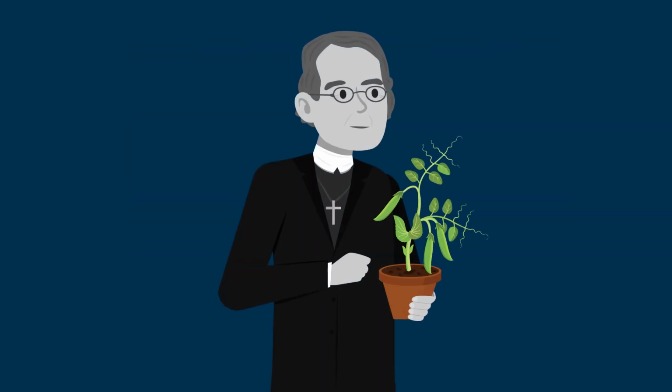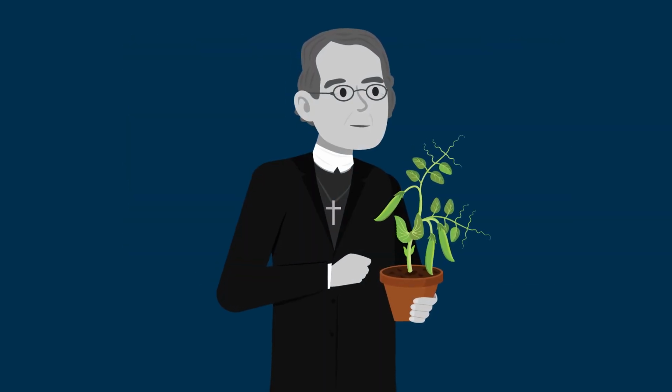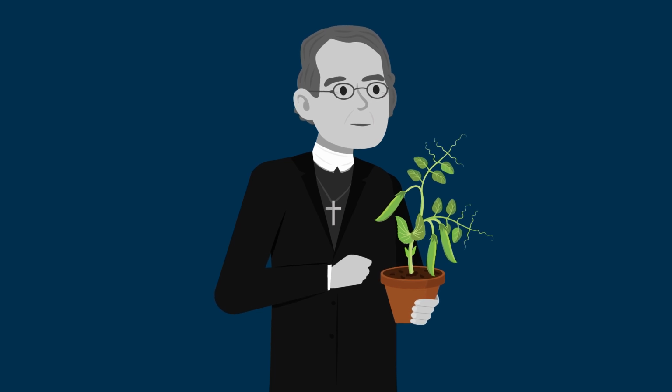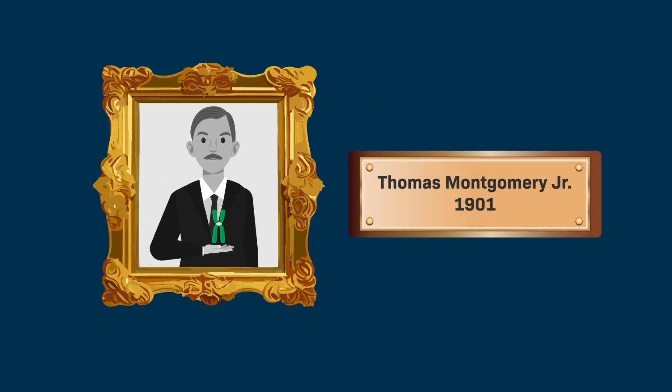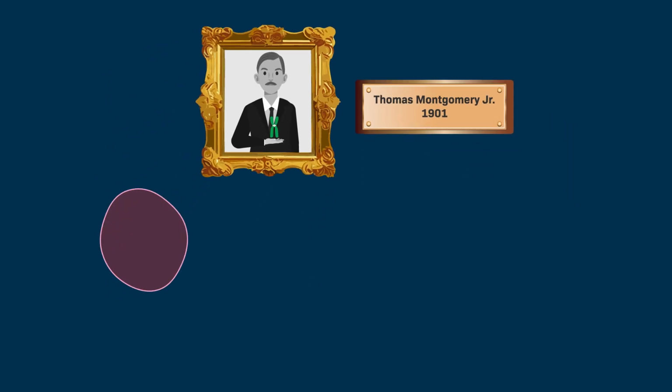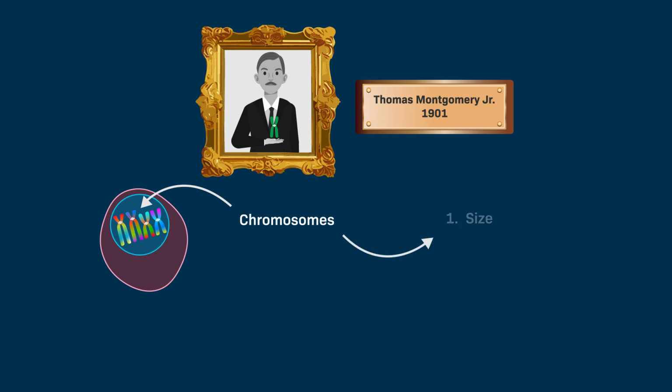Mendel's work on pea plants and inheritance was widely unrecognized until the early part of the 20th century, when similar results were published by three groups of scientists whose work we will now discuss. In 1901, Thomas Montgomery studied cell division. He found that at the metaphase stage of cell division, condensed structures appeared in the cells. He called these structures chromosomes because they can be easily stained. Chromosomes can be distinguished based on their size, shape, and staining patterns.